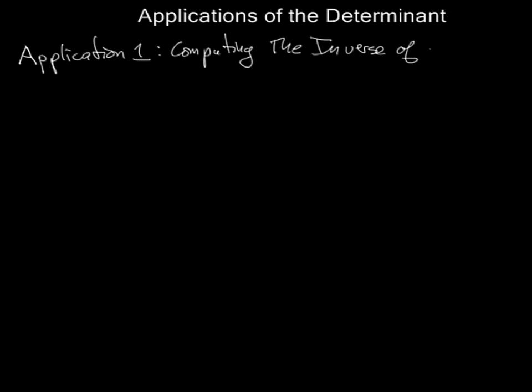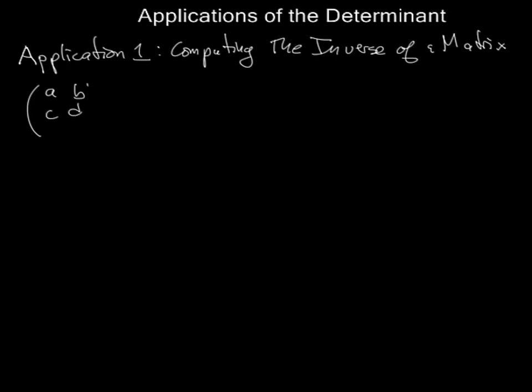This is going to be a fairly short lecture. It's a couple of applications of the determinant. So the first one is an application to computing the inverse of a matrix. So let's look at the 2 by 2 case.